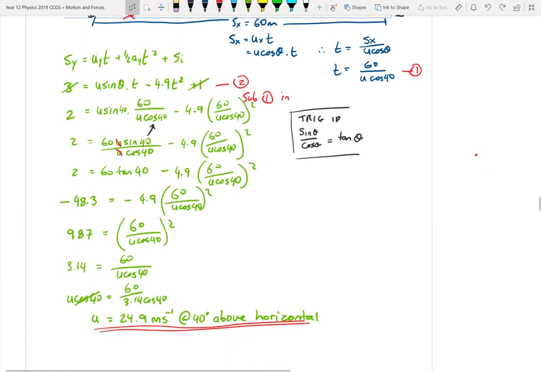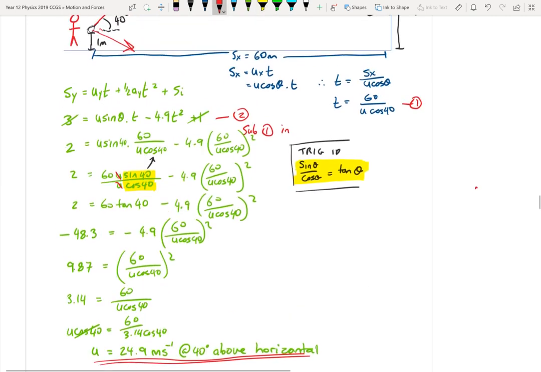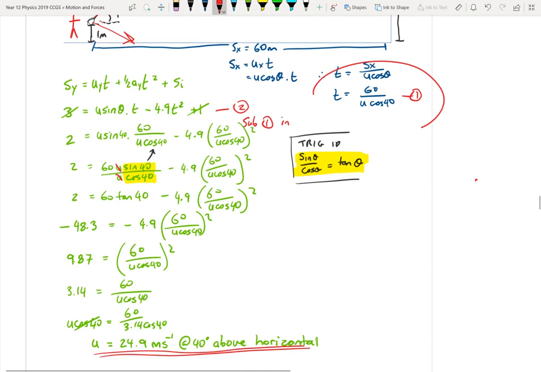Yes? Do we solve for t in this situation or not? Well, we didn't care. But now that we've found u, there could be a part B to this question. Part A, find the speed. Part B, find time. Well, look, you've got 2 equations for t. You've got a nice easy one, and then you've got a nasty one. So yeah, we could say how long would it take.